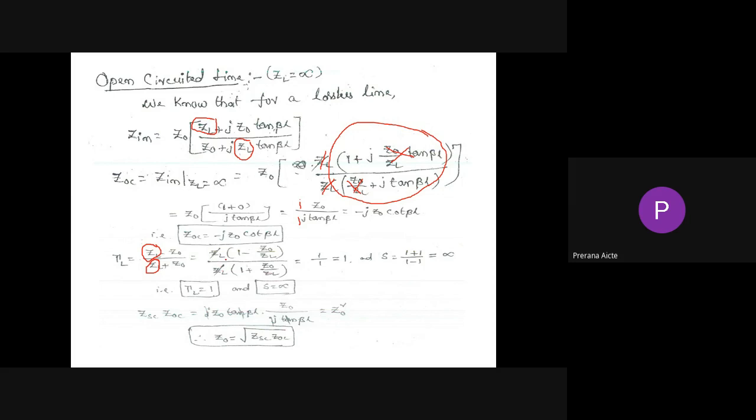Okay. So Z of L is taken out: 1 minus Z naught by Z of L, whole divided by, in the denominator also Z of L is taken out, 1 plus Z naught by Z of L. Now I can substitute Z of L equals infinity. So 1 by infinity, this term is 0 and this term is also 0. Then 1 by 1 is equal to 1.